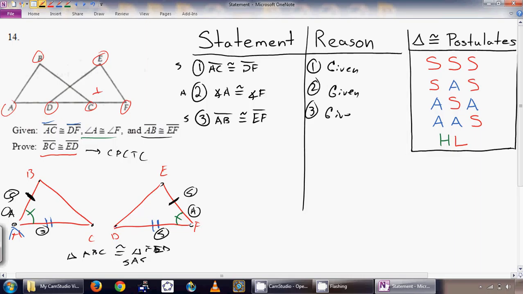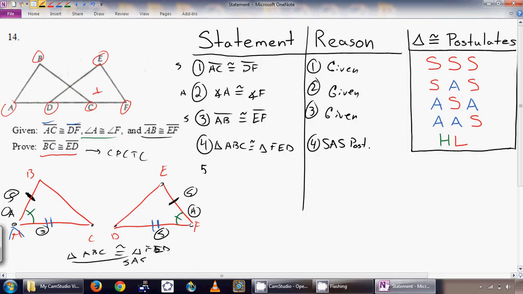Based off of those three facts, I know that triangle ABC, I'm just reading off what I have down there, is congruent to triangle FED. How did I know that? Well, that's the side angle side postulate.